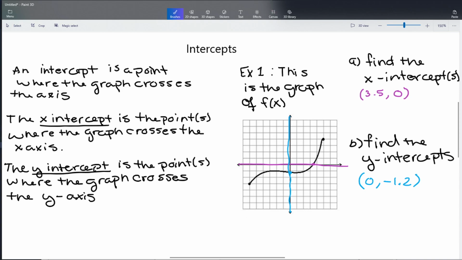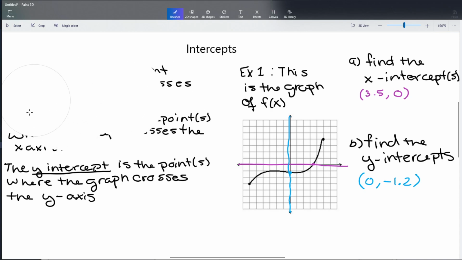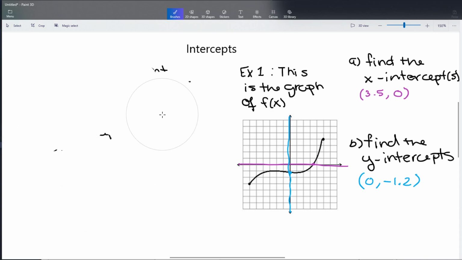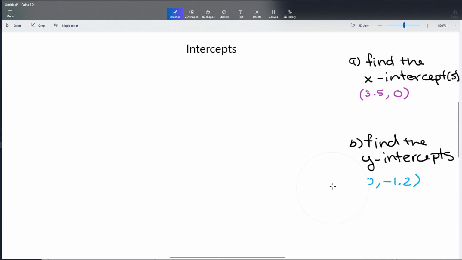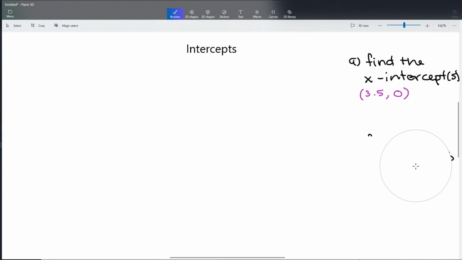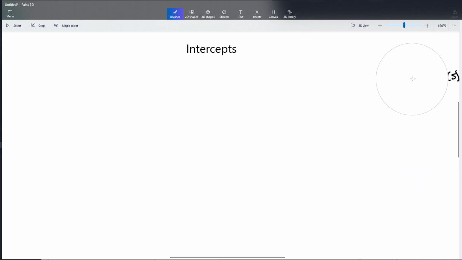So let's go ahead and talk about how we can find intercepts based on an equation. Sometimes we'll be looking at a graph and we can find the intercept the way that we just did, but other times, and probably more likely, we're looking at an equation and we'd like to use the intercepts to make a graph. So let's look at an example like that.